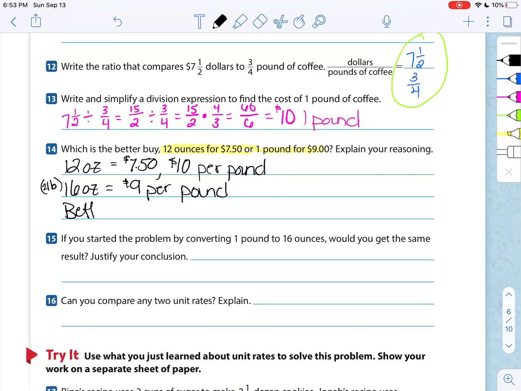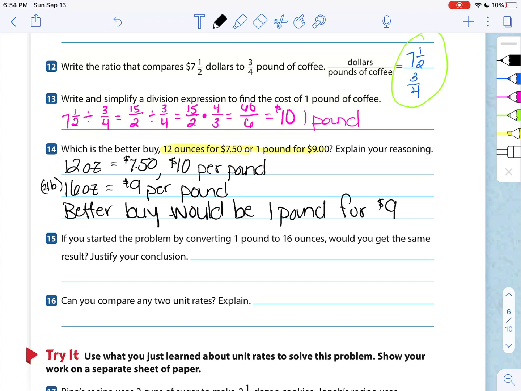So the better buy would be 1 pound for $9. Because if you got 12 ounces for $7.50, you're really paying $10 per pound. But you could go ahead and buy a whole pound and get it for $9.